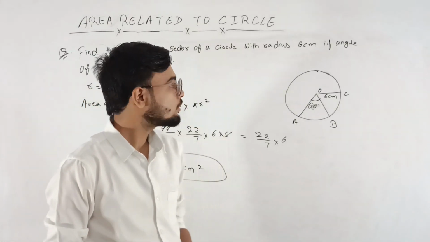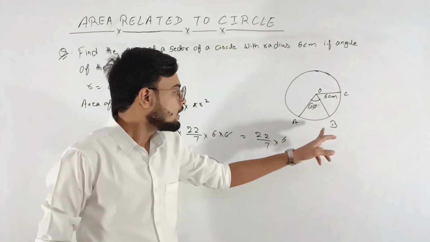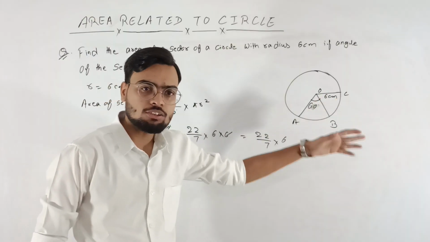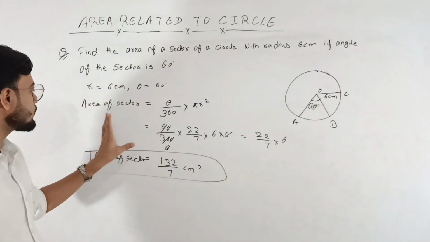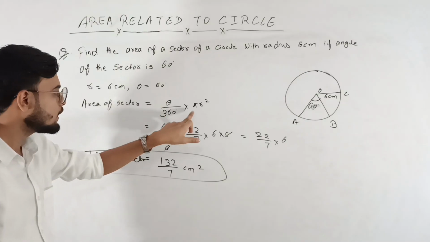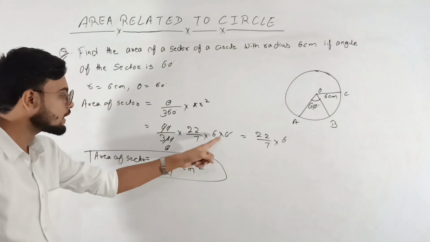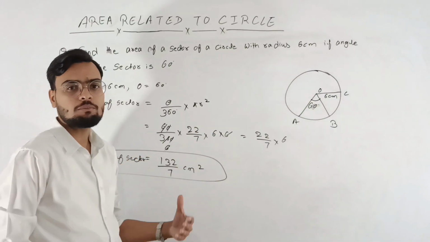Understood? Let's see one more time. The question said there is a circle with radius 6 centimeter and there is an arc which makes an angle of theta. Then we have to find the area of this sector. So I write radius is given 6, angle is given 60 degree. Formula of sector: area of sector is theta upon 360 degree into pi r square. So theta is 60 upon 360, 22 by 7 and 6 into 6. Now after calculation, I get area of sector is 132 upon 7 centimeter square.